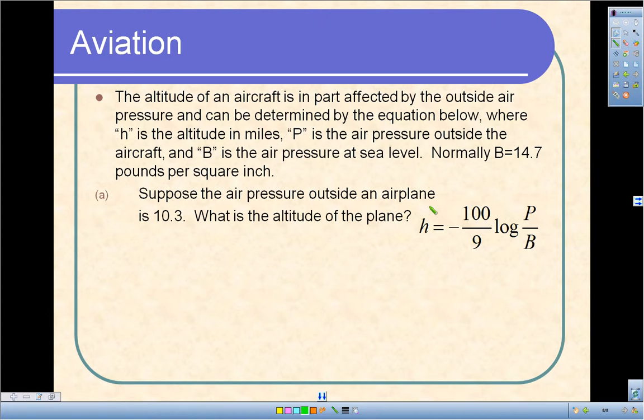So this is the equation that it's referring to, where H is the altitude in miles, P is the air pressure outside the aircraft, and B is the air pressure at sea level. Normally, the air pressure at sea level, or B, is 14.7 pounds per square inch.